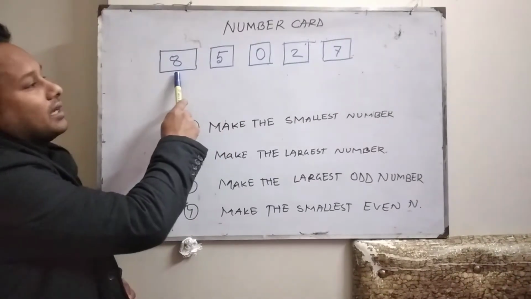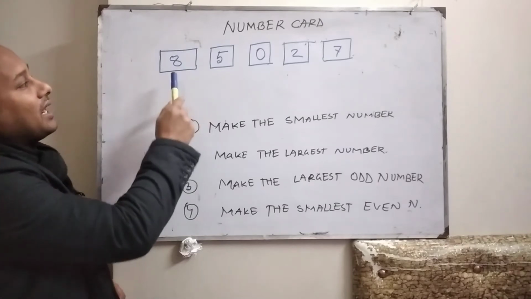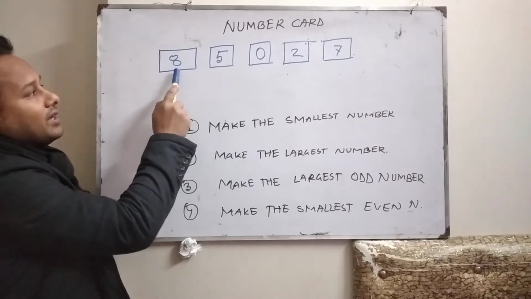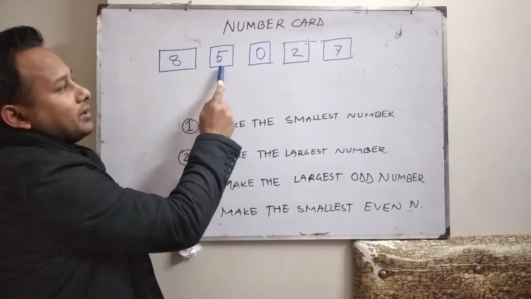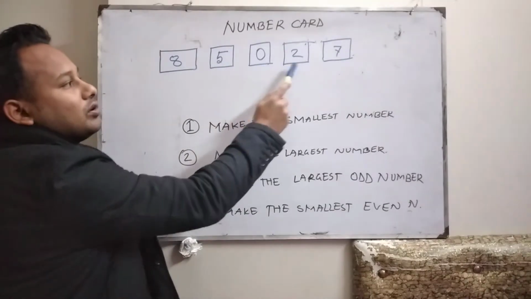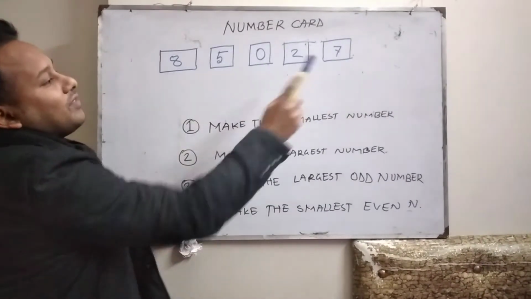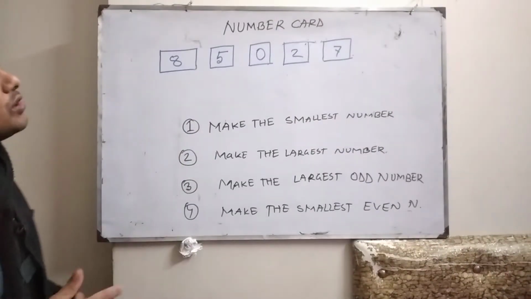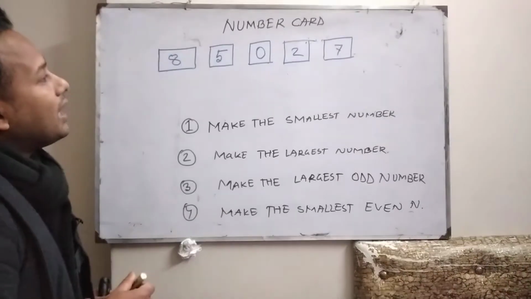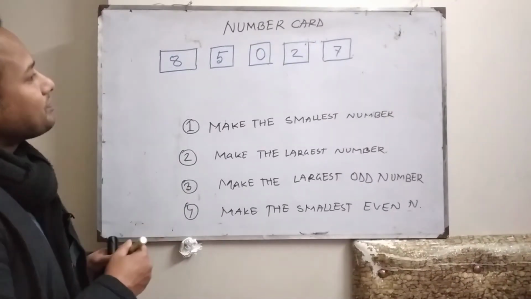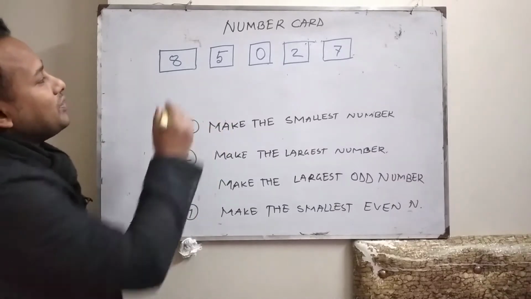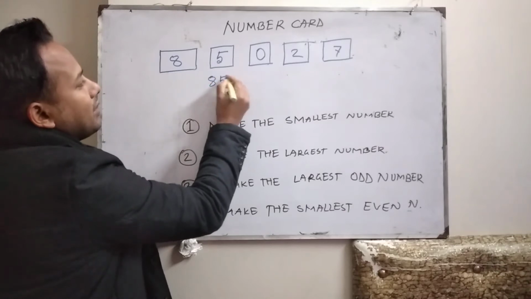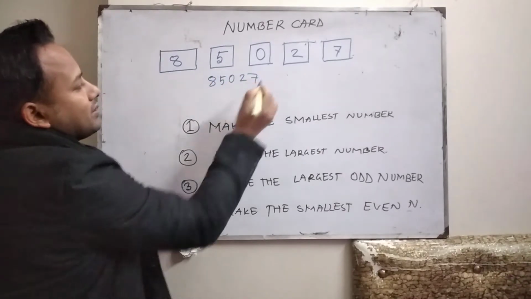Suppose this is a card, and each card is a number. So in this card you can see this card is having a number 8, another card is having number 5, another 1, 0, 2 and 7. So these are 5 cards and we have 5 different numbers in 5 cards. So what to do with this? Now as you can see that this is a number, if you arrange all of them together, we are going to have 8, 5, 0, 2, 7.